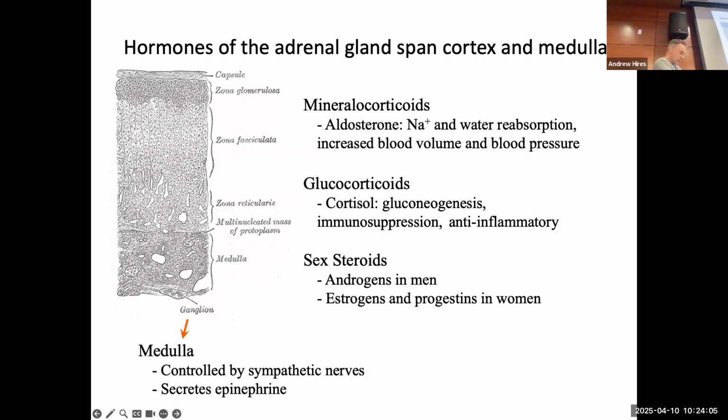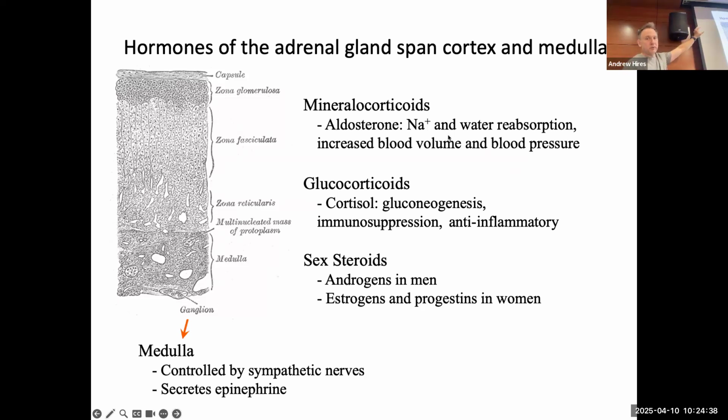So after menopause, or if there's a castration event in men, that is going to be the only source of those sex hormones. Even though the primary area of sex hormone production is the gonads, you will still be able to have some sex steroids after menopause.